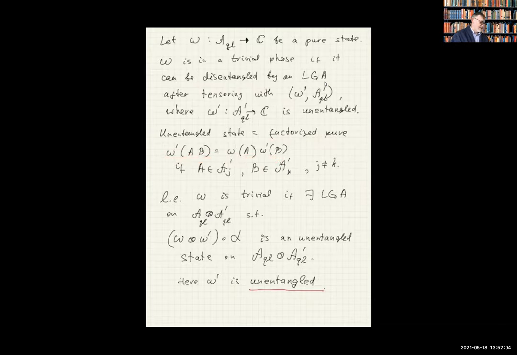So what does it mean, formally, for a state to be in a trivial phase? If you can find some other system on the same lattice, but it doesn't matter too much, so the same lattice but a different system, and some factorized, unentangled state on this auxiliary system, so that the tensor product can be disentangled, that is, its composition with some LGA is an unentangled state.